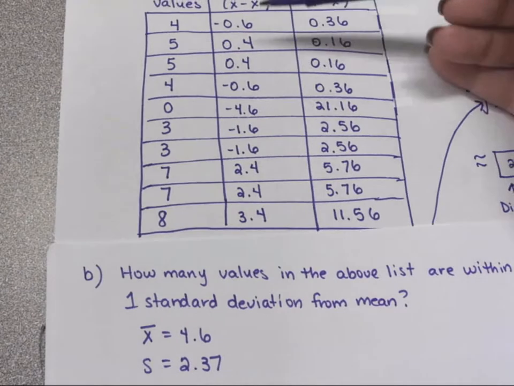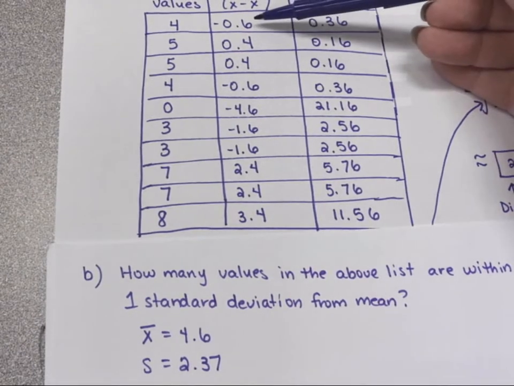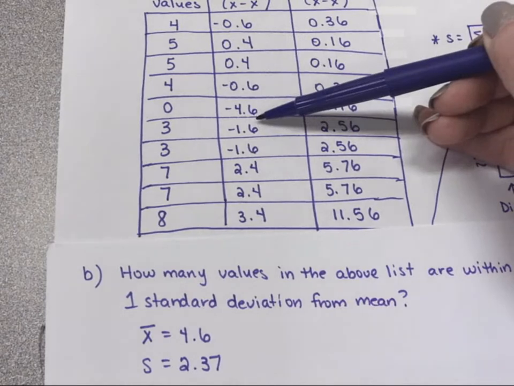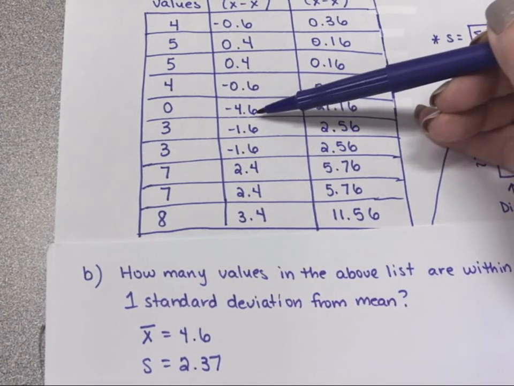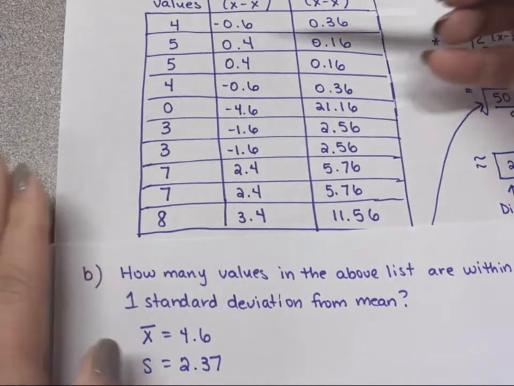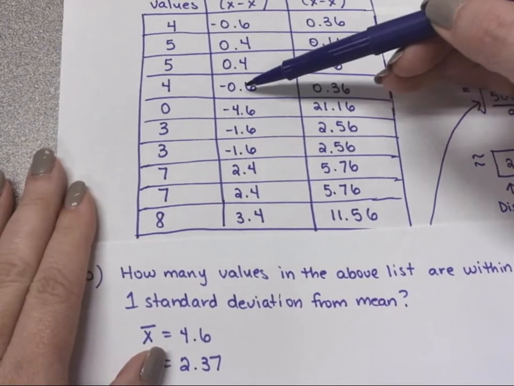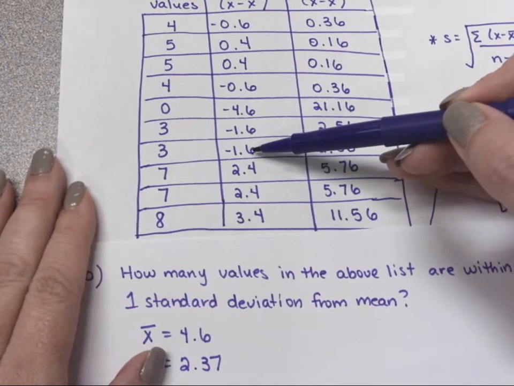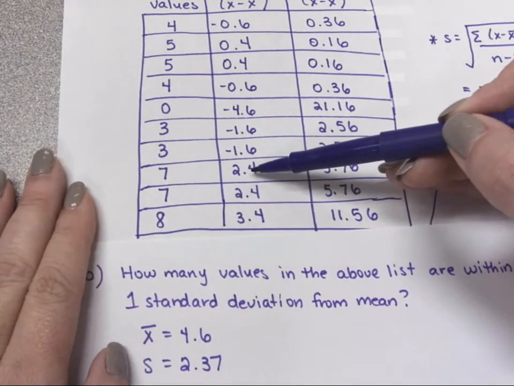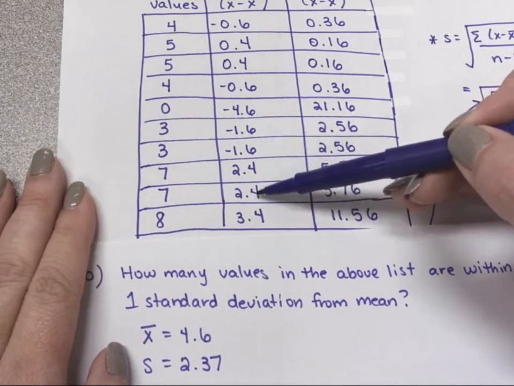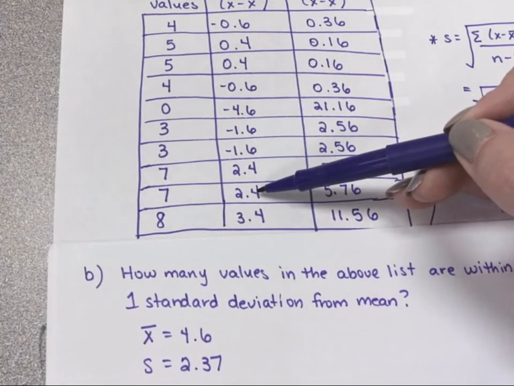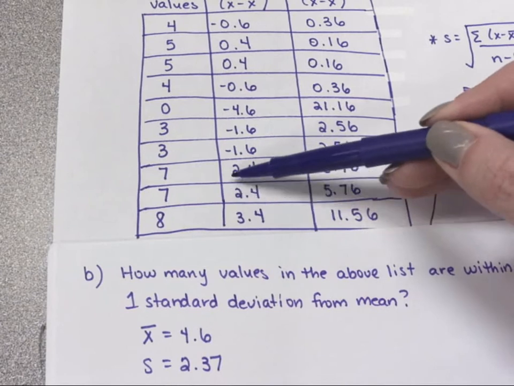So just to recap, this one is, right, because it's only 0.6 away. This one is, it's only 0.4 away. This one is not. Why not? Because it's 4.6 away from the mean, right? So it's too far. So if we count them, we have 1, 2, 3, 4, 5 here, 6, and then these don't count, right? They're just a little bit too much. Does that make sense? Like if you added 2.37 to 4.6, you get a little under 7.